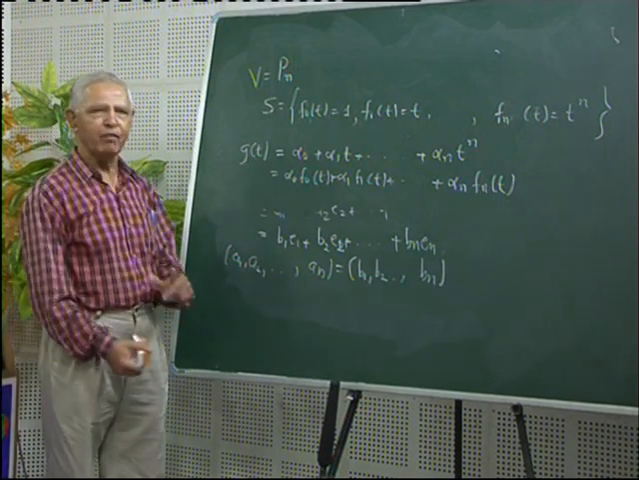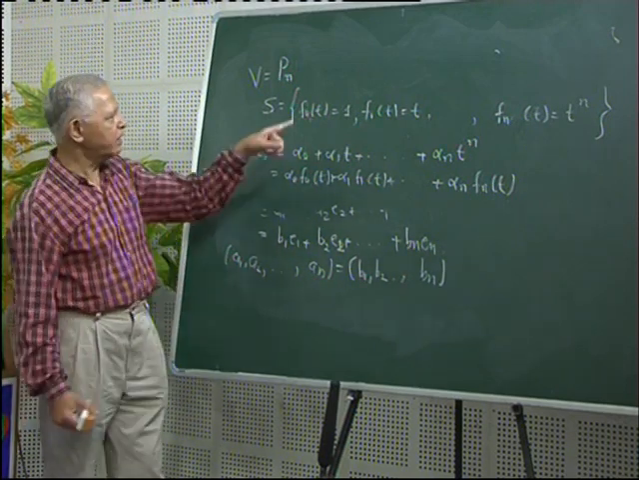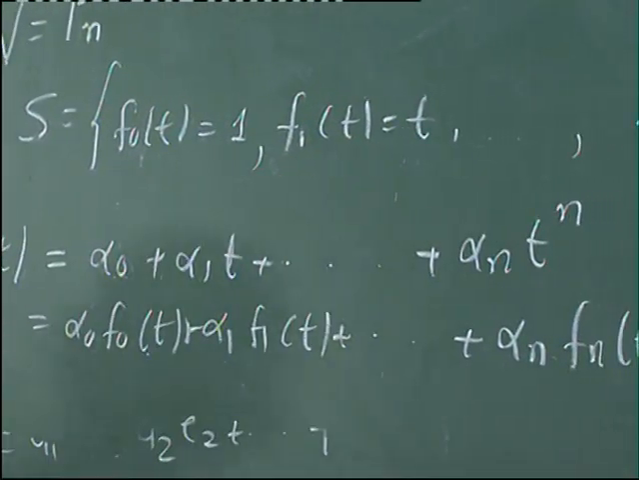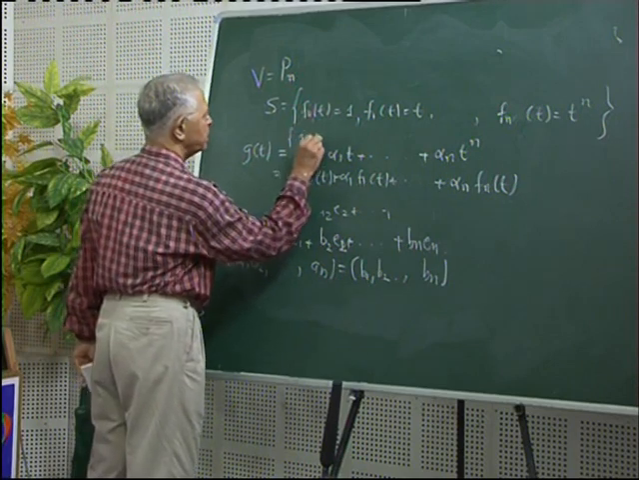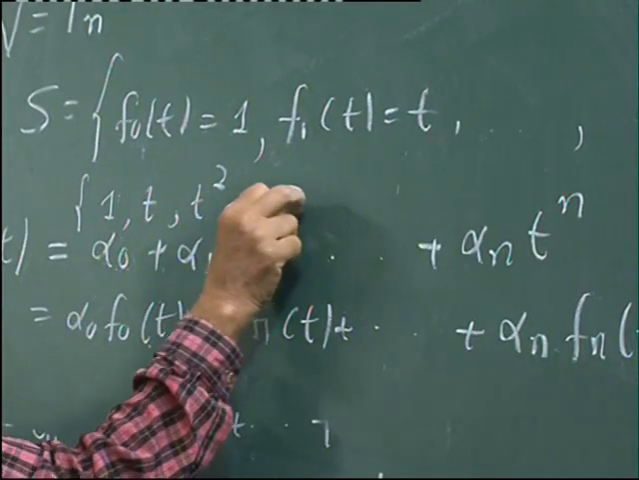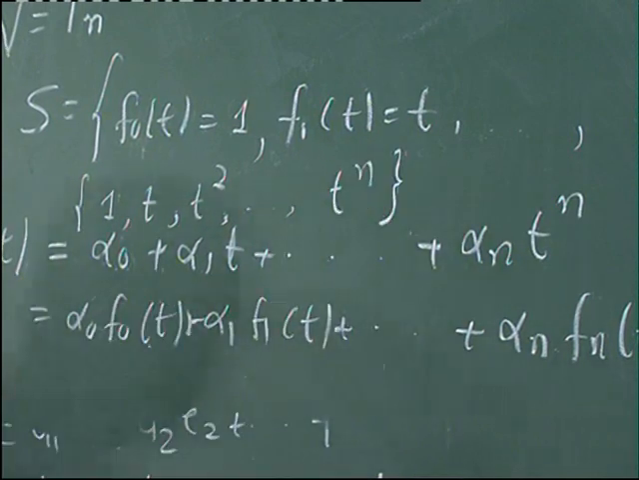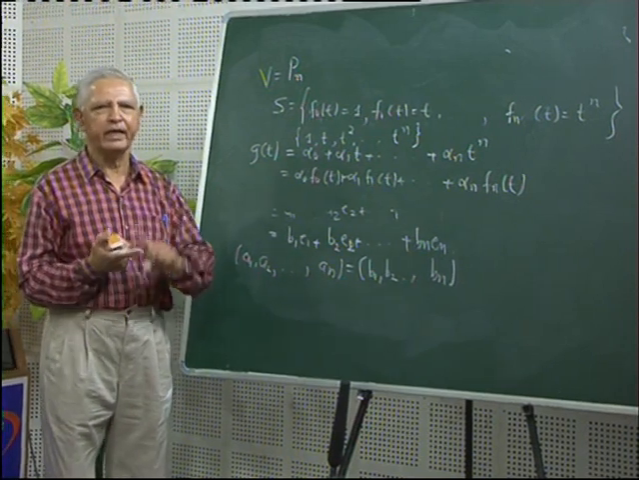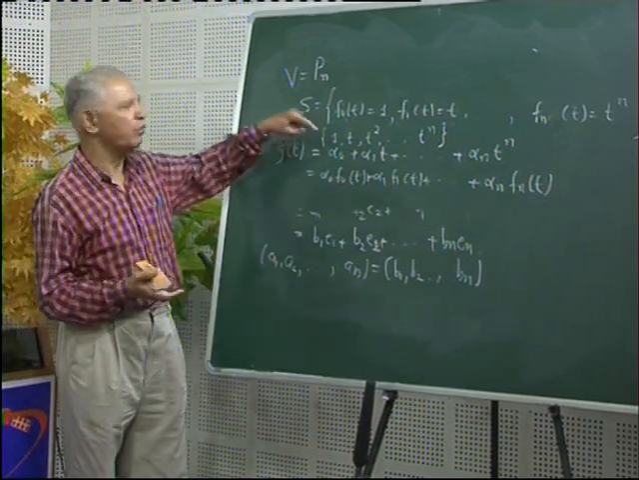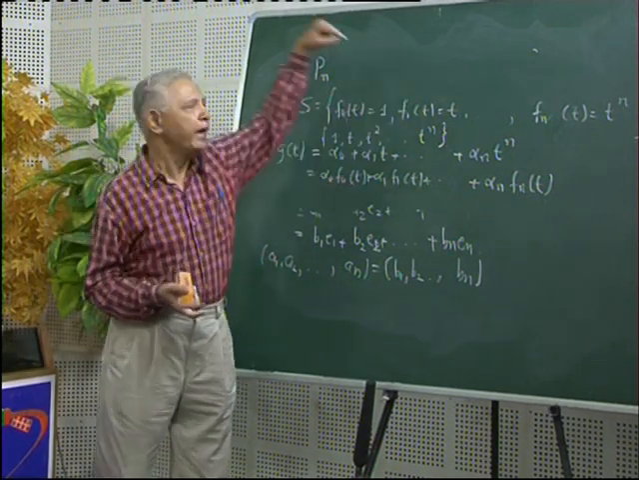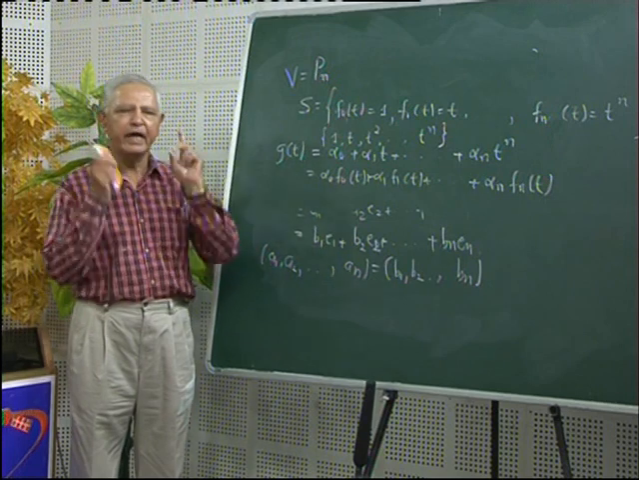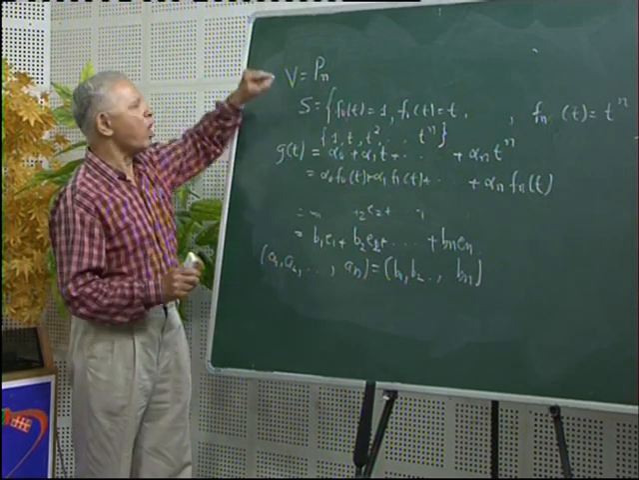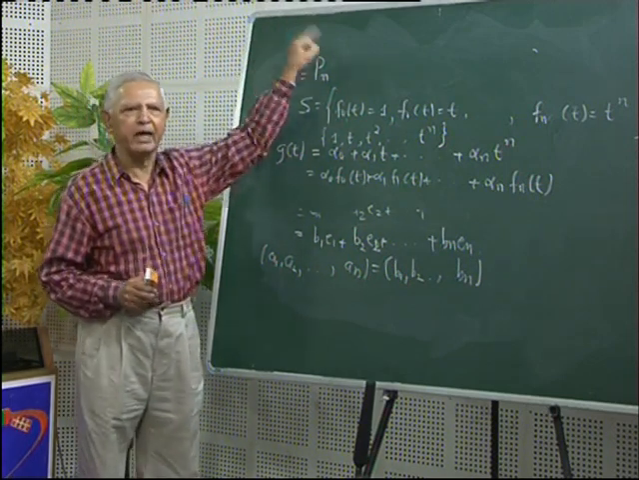Now onwards, for simplicity, instead of writing f0(t) equal to 1, f1(t) equal to t, we will denote this set by {1, t, t square, ..., t raised to n}. So we have two sets. One set is {e1, e2, ..., en} in Rn, and the second set is {1, t, t square, ..., t raised to n} in Pn, such that each vector can be expressed as a unique linear combination in the vector spaces Rn and Pn respectively.